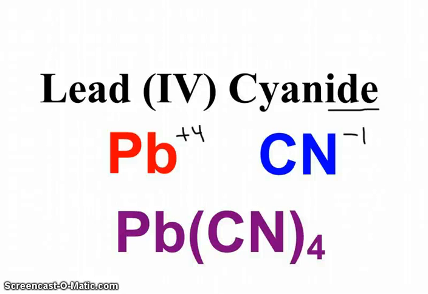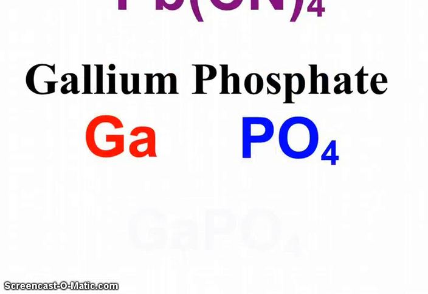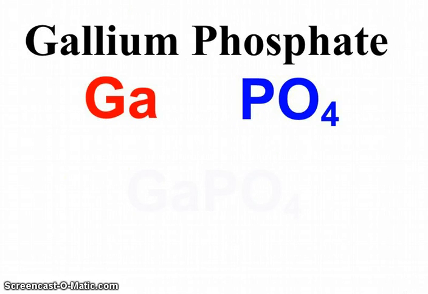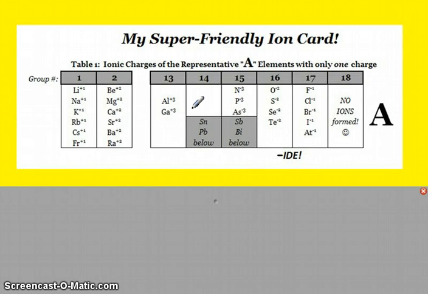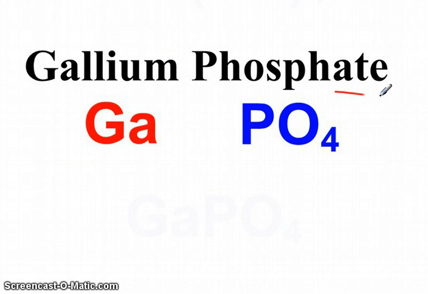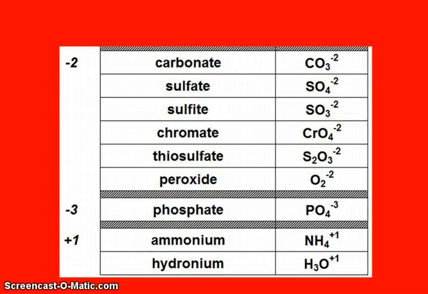One more example, again going down that same column to gallium phosphate. Okay, again I need to find these ions. Gallium is an element, so I will look on my super friendly ion card. Gallium is here in group 13, and you see that it is a +3 ion. Phosphate ends in ate, so it is one of our polyatomic ions. When I look at my polyatomic ion list, I see phosphate here is PO4 -3. Having them memorized really helps, but for now you can look and find what phosphate is.